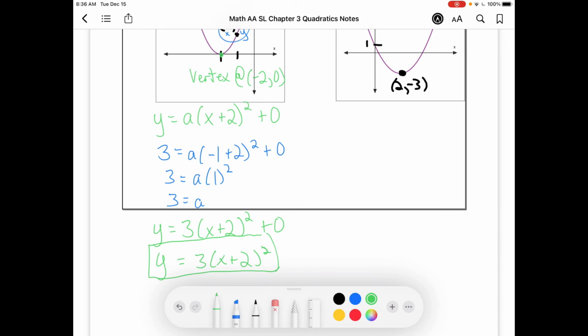If instead you wanted to put it in trinomial form, you could just work out that bracket. You FOIL it out, so you get x squared plus 4x plus 4. So we'll get 3x squared. Sorry, a little pen issue here. Plus 12x plus 12.